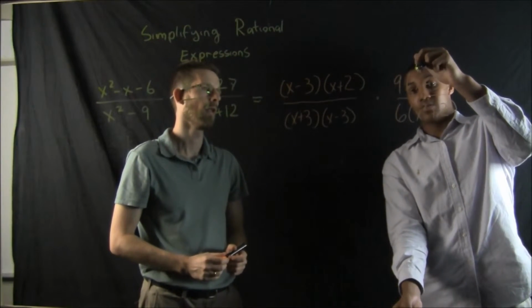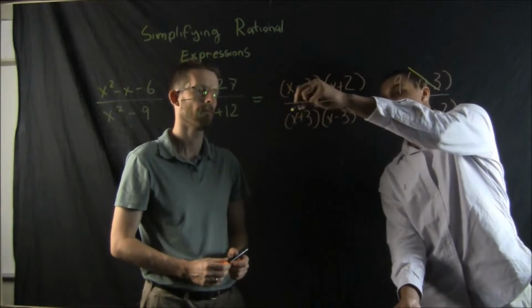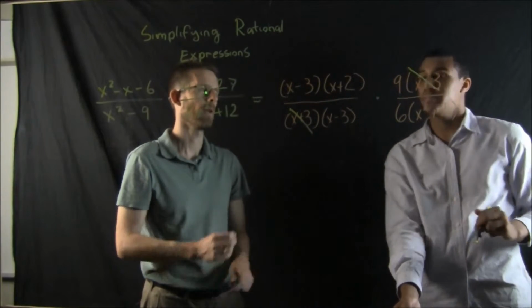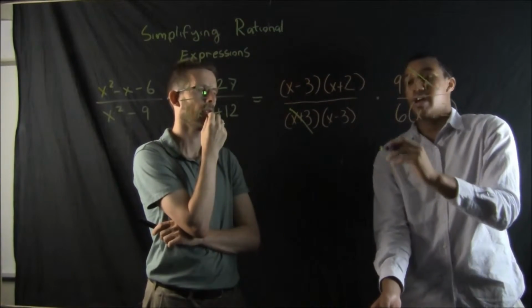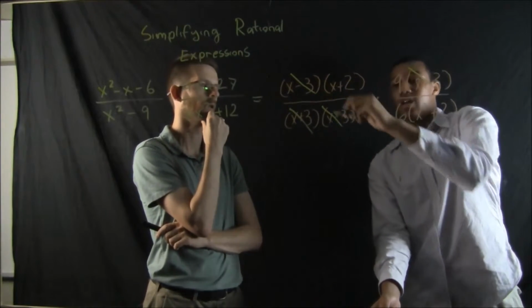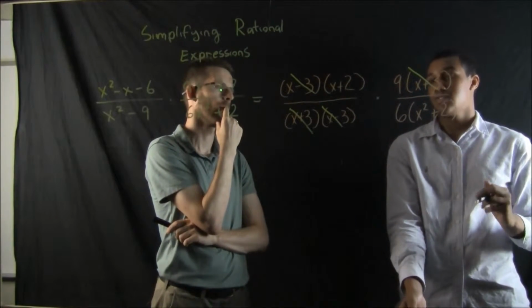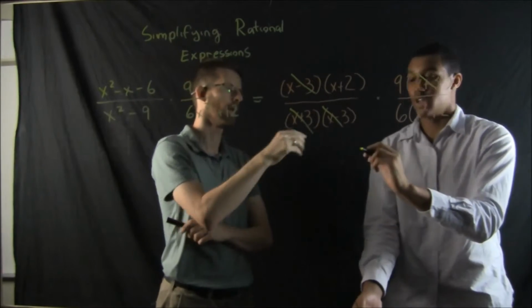So we have an x plus 3 on this numerator, and we see that there's an x plus 3 down here. So we can cancel that out. Good. And we see that there's an x minus 3 right there and an x minus 3 right here. So we can cancel these two out. Good. And that leaves us with 9 times x plus 2 on the numerator.